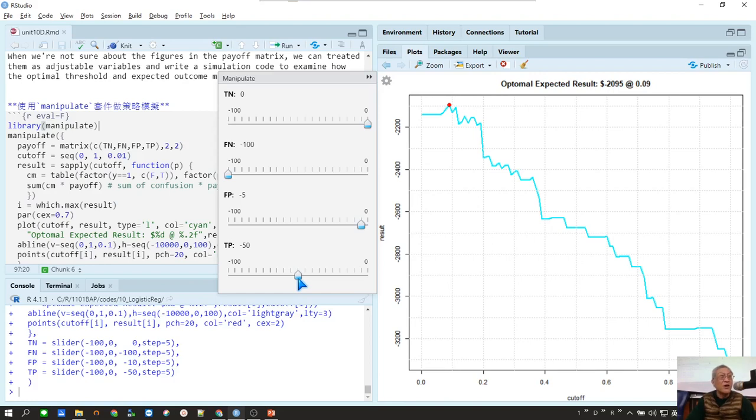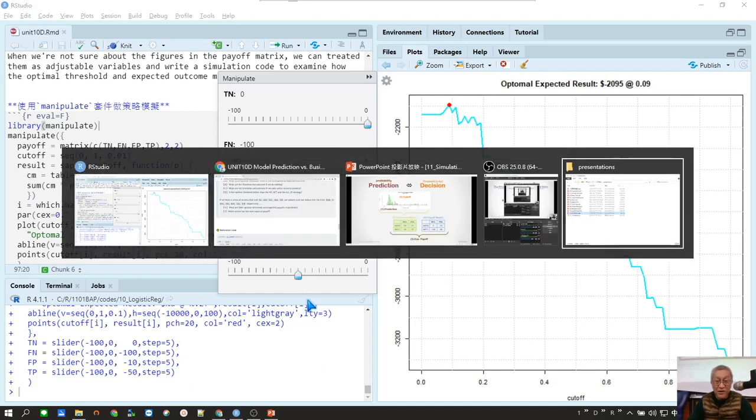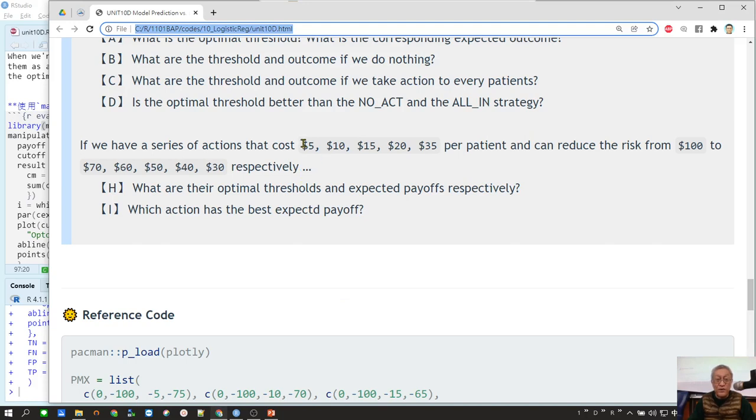How many? 130? Why do you say 30? This is the first treatment, and it can reduce the risk from 100 to 70, right? So where does the 30 come from? 100 minus 70? No, it's not the case. Even after you apply that treatment, you still have the risk of 70, right?